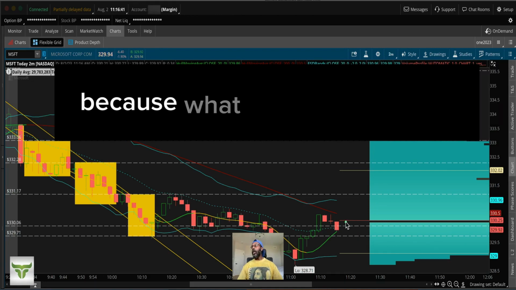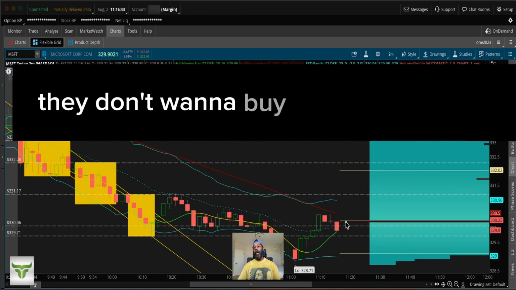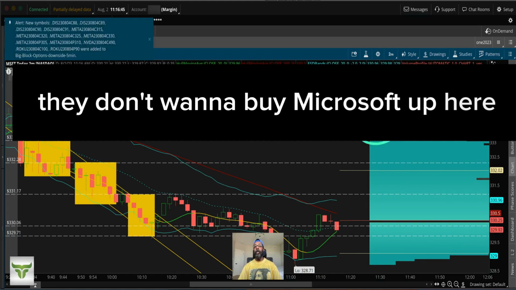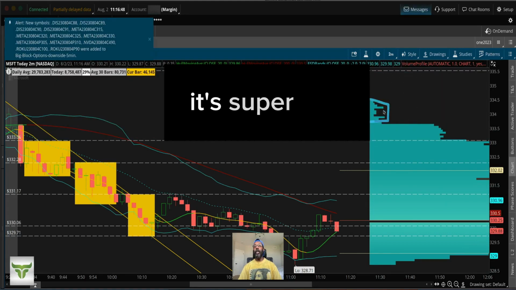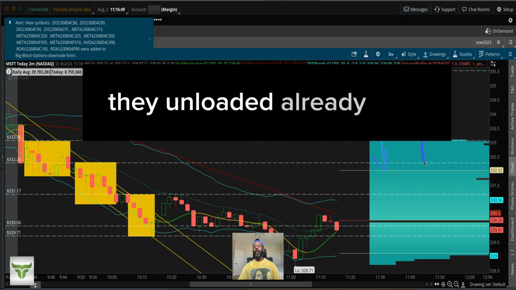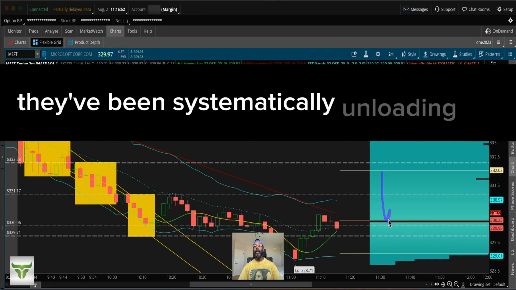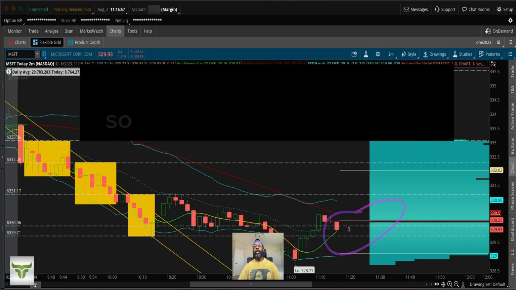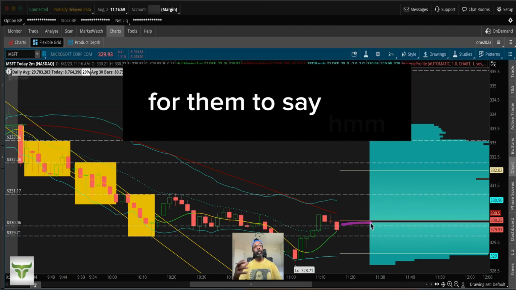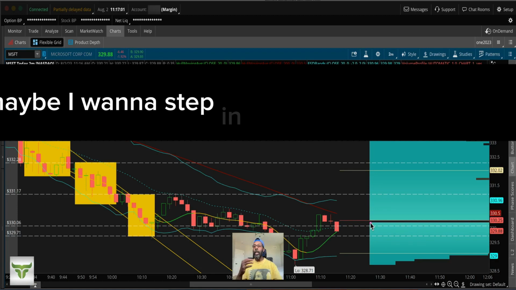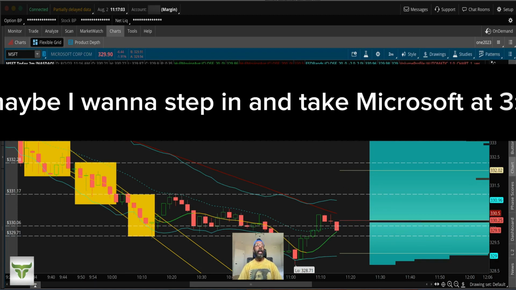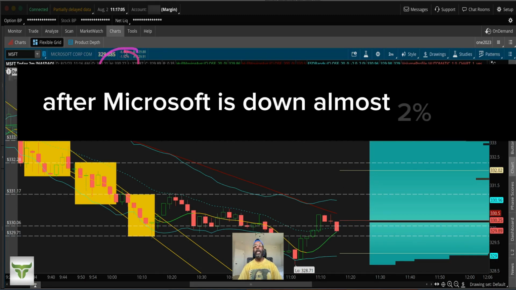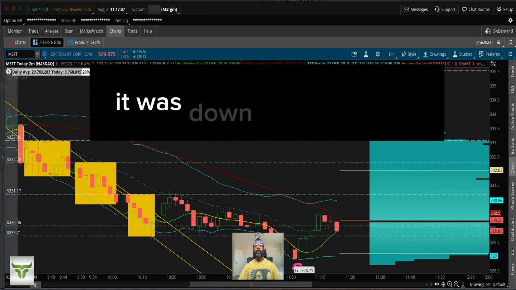Because what do they want to do? They don't want to buy Microsoft up here. Look at the liquidity. It's super thin. They've already been systematically unloading. They want to get Microsoft at a better, more compelling price. So that's the point of control for them to say, maybe today I want to step in and take Microsoft at 330 after Microsoft is down almost 2%. It was down more than 2%.